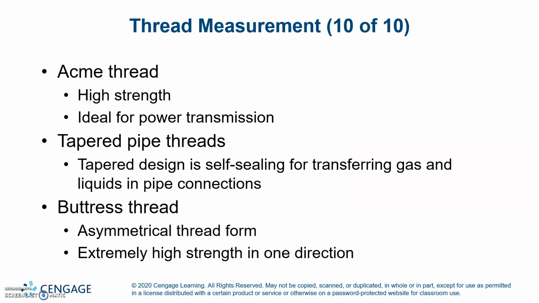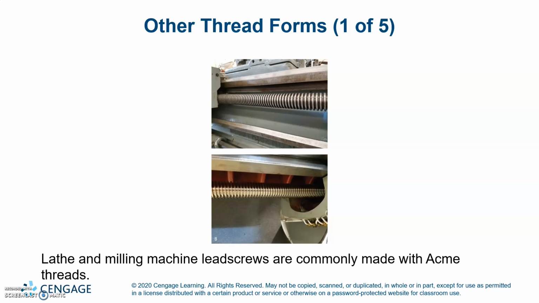And an Acme thread is high strength, ideal for power transmission. A tapered pipe thread is taper designed for self-sealing or transferring gas and liquids in pipe connections. A buttress thread is an asymmetrical thread form, extremely high strength in one direction. Other thread forms. Lathe and milling machine lead screws are commonly made of Acme threads.